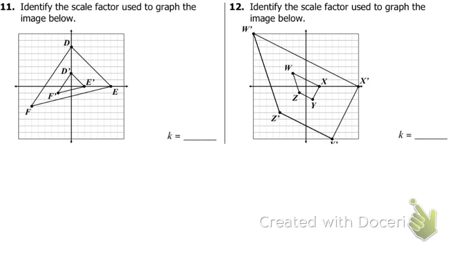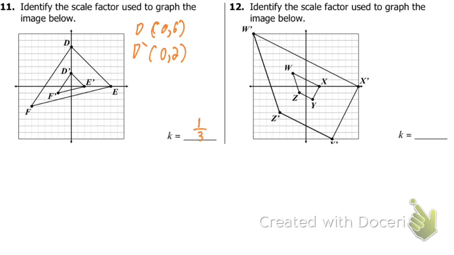So a good idea might be to take 2 points here and figure out where they are. So which points might be a good idea for us to take? D or E, right? Why might D and E be easier than F? Because they're on an axis. So let's do D and D prime. D is at 0, comma what? 0, 6. D prime's at 0, 2. So to go from D to D prime, what would I have to multiply by? 1/3. Okay, to go from D prime to D, I would multiply by 3. So to go the other way, I'd multiply by 1/3.